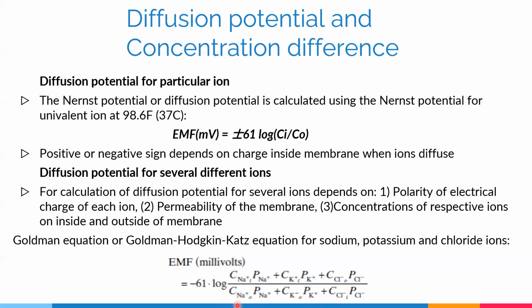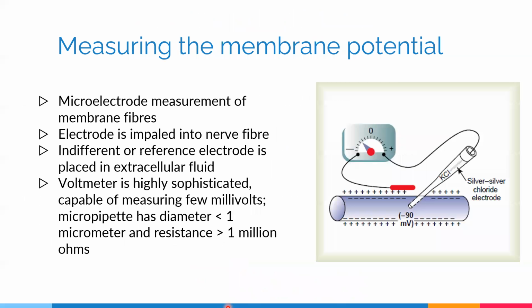It is essentially that positive ions have their inside concentration in the numerator, whereas negative ions have the inside concentration in the denominator, and we multiply with them their respective permeabilities. So this was the Goldman equation, or the Goldman-Hodgkin-Katz equation, that is used to calculate the diffusion potential across a particular membrane, or in our particular case, the nerve fiber. Next, we will look into how exactly this membrane potential is calculated in real life.